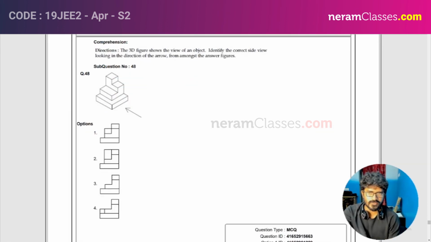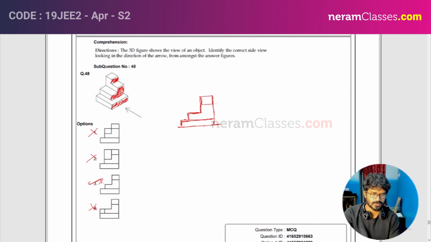Question number 48 is we need to find out the correct elevation based on the direction of the arrow. So I'll start sketching the elevation here. So there is an L shape here which is here, and this shape will be in the exact top like this, and there is a pedestal kind of cuboid which is attaching at the bottom, so it will be coming here. So if we try to filter out the options, this is wrong, and this is wrong, and this will be the right answer, and option 4 is also wrong. 3 is the right answer.